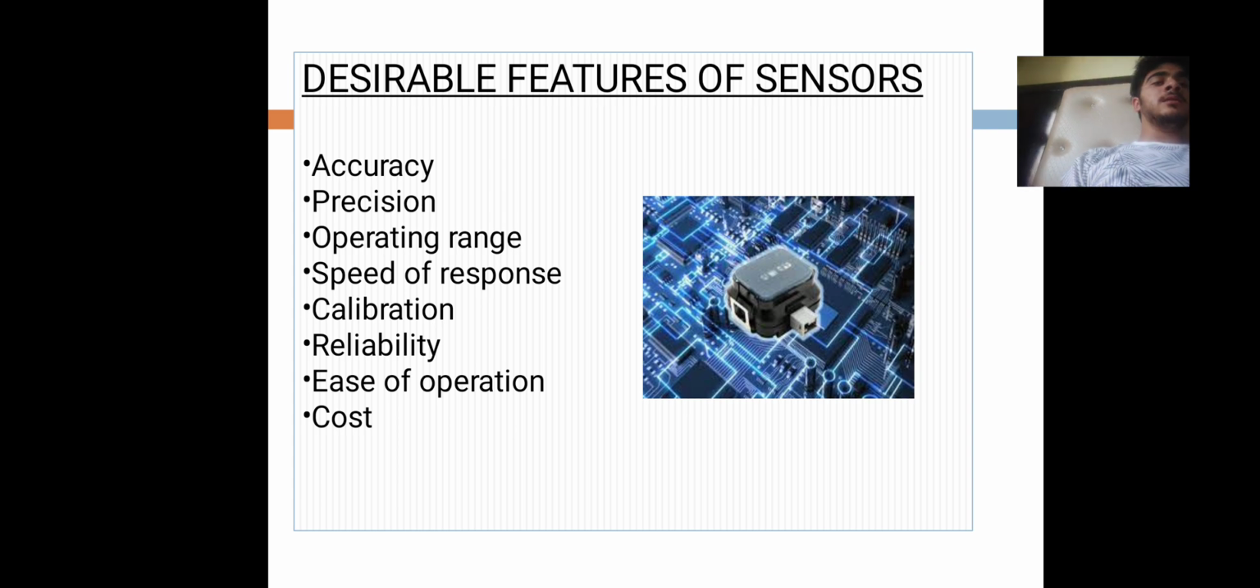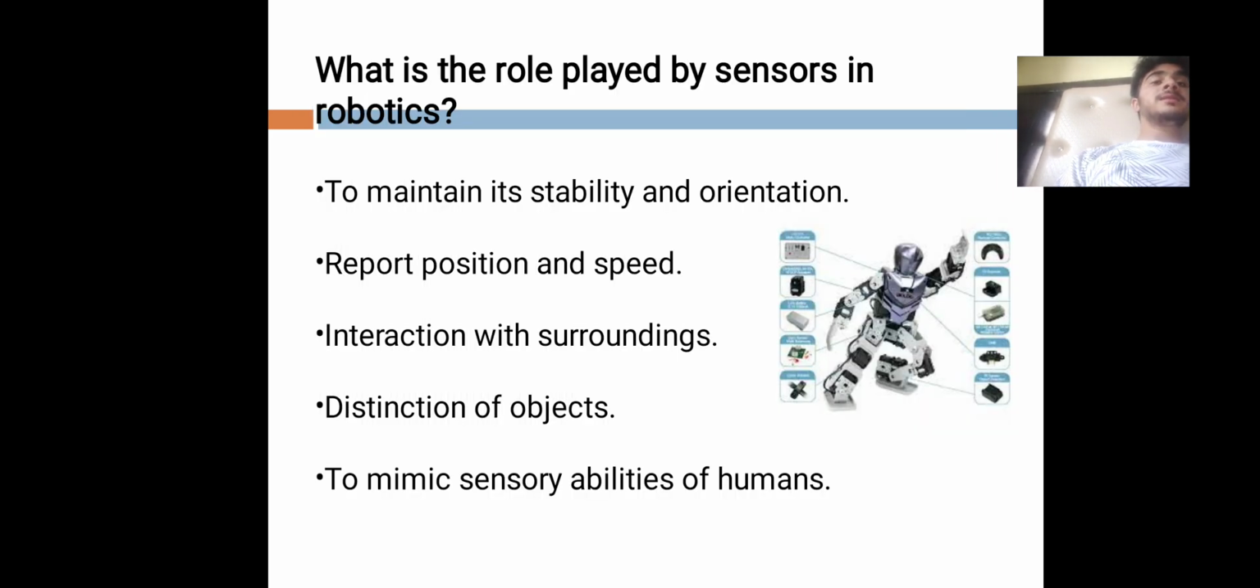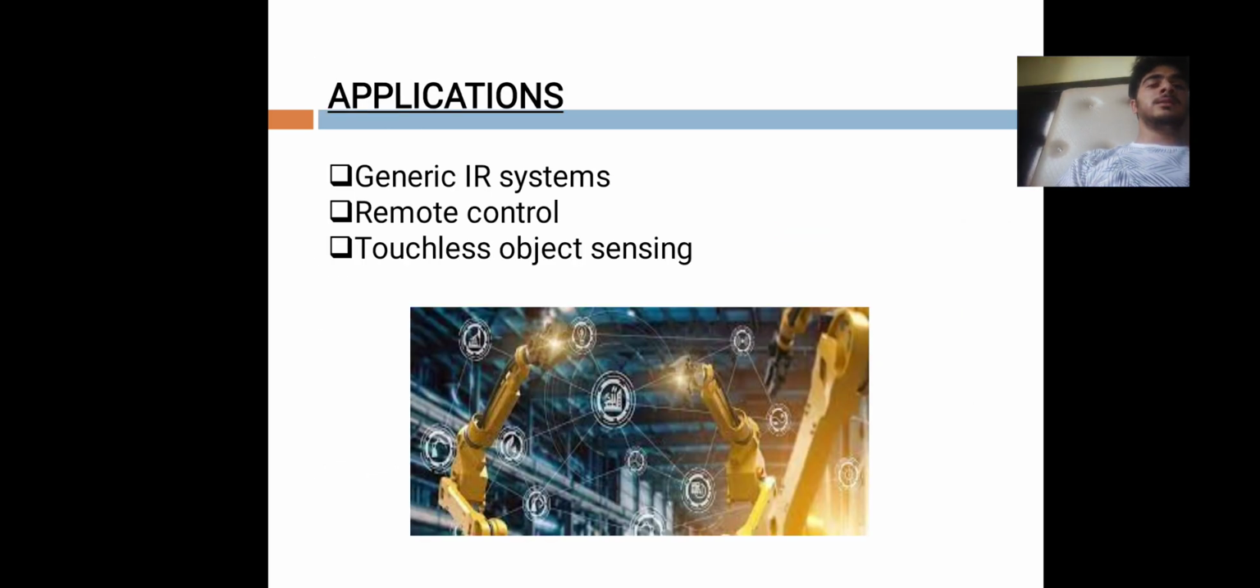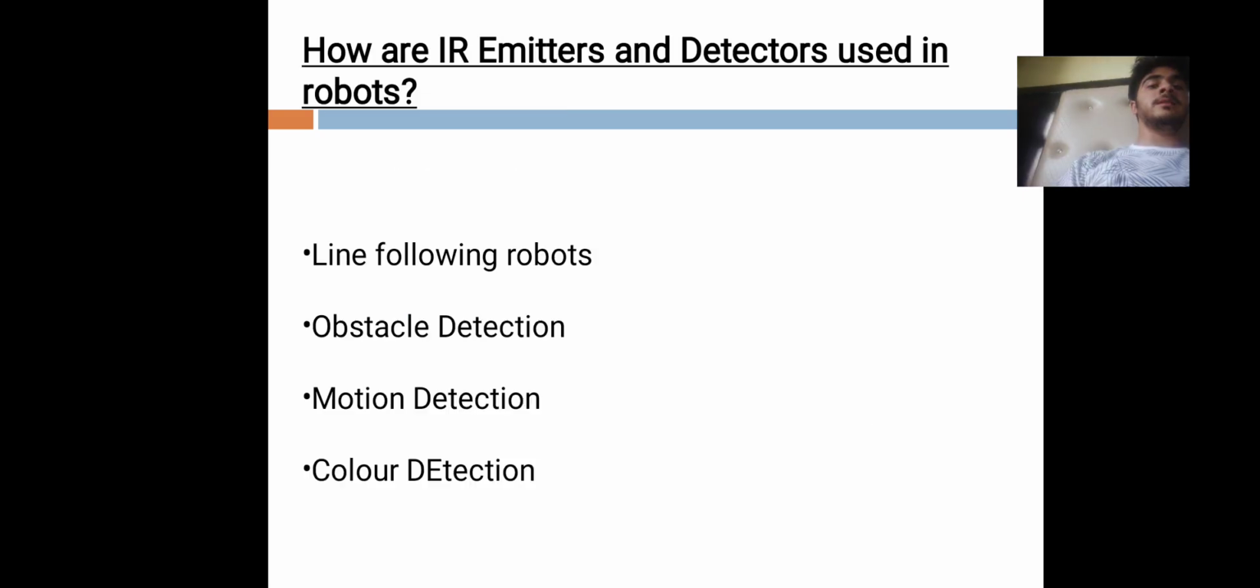Desirable features of sensors: accuracy, precision, operating range, speed of response, calibration, reliability, ease of operation and cost. What is the role played by a sensor in robotics? To maintain stability and orientation, report position and speed, interact with surroundings, distinguish objects, and mimic sensory abilities of humans. Applications: generic IR systems, remote control, touchless object sensing.